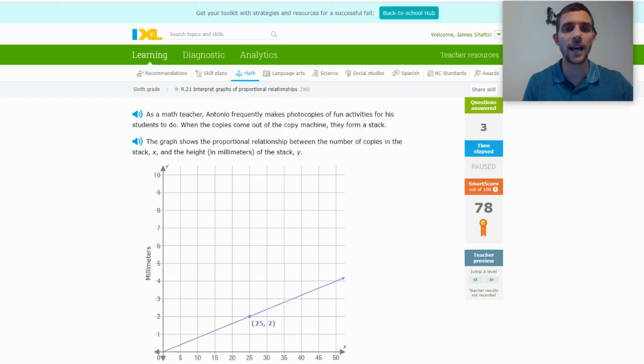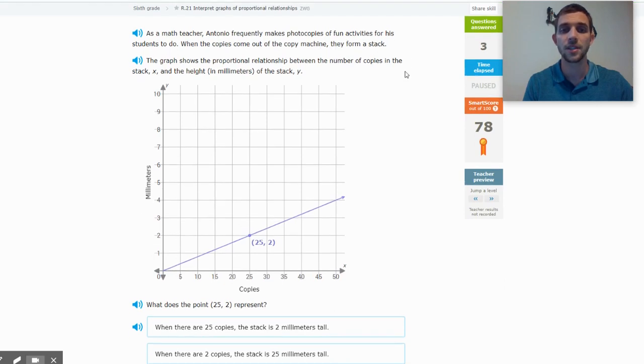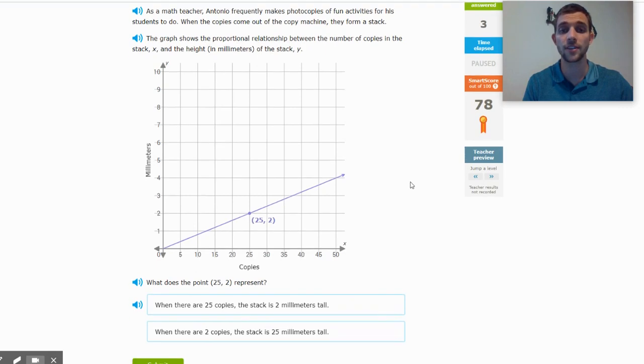Let's do this on IXL. As a math teacher, Antonio frequently makes photocopies of fun activities for his students to do. When the copies come out of the copy machine, they form a stack. Which of these shows a proportional relationship that is correct?